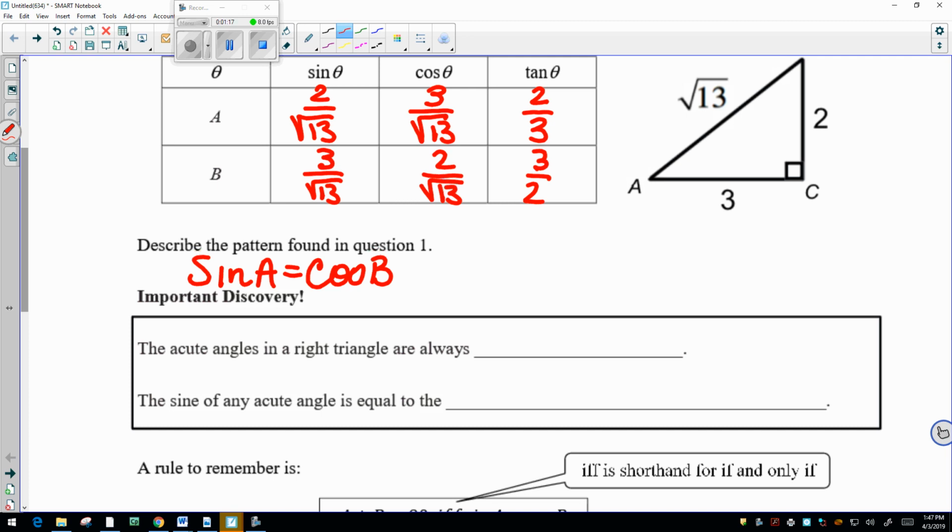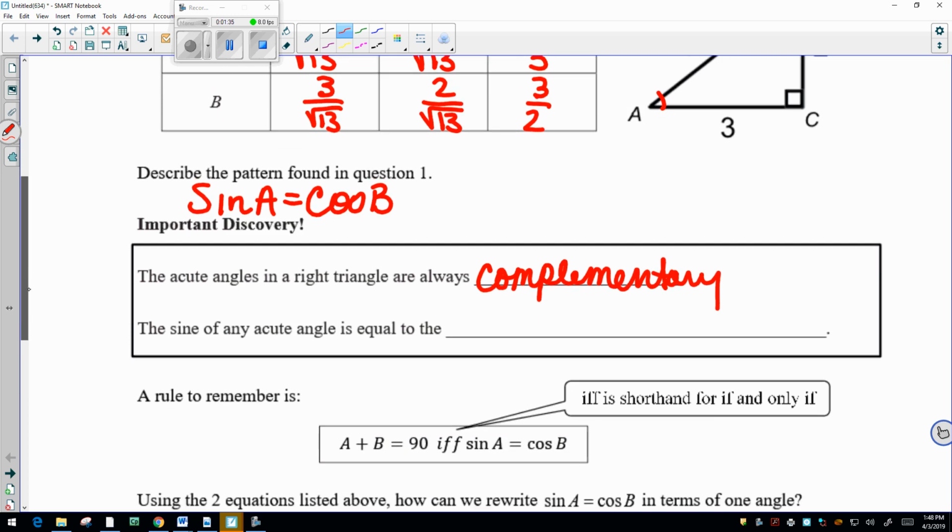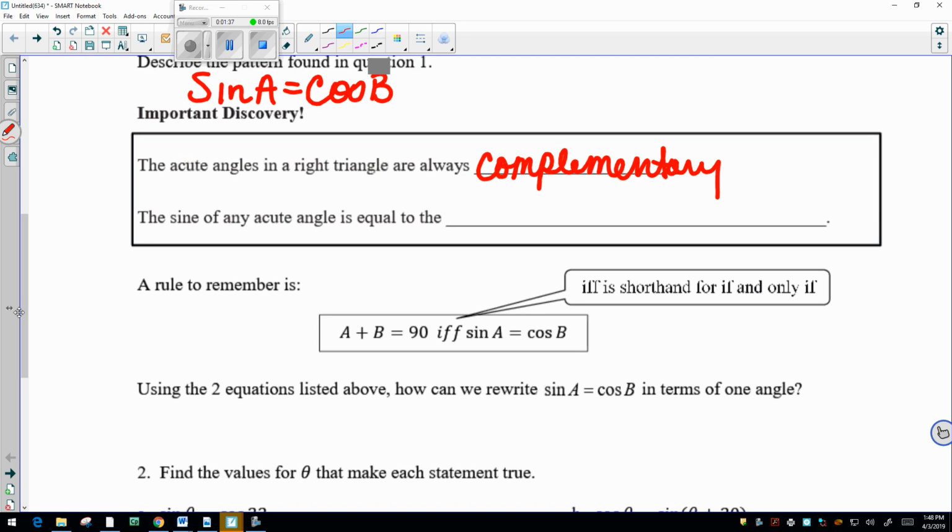So looking at this, we said the acute angles in any right triangle, so I'm looking at perhaps angle A and angle B, those two acute angles will always be complementary, meaning they're going to add to equal 90 degrees. So to put this all together, we can then say the sine of any acute angle, so for instance the sine of angle A, is equal to the cosine of its complement.